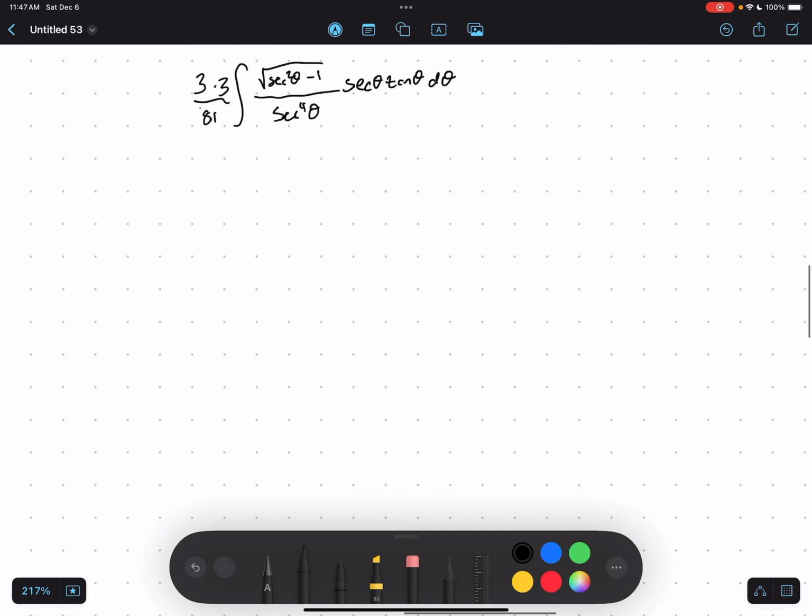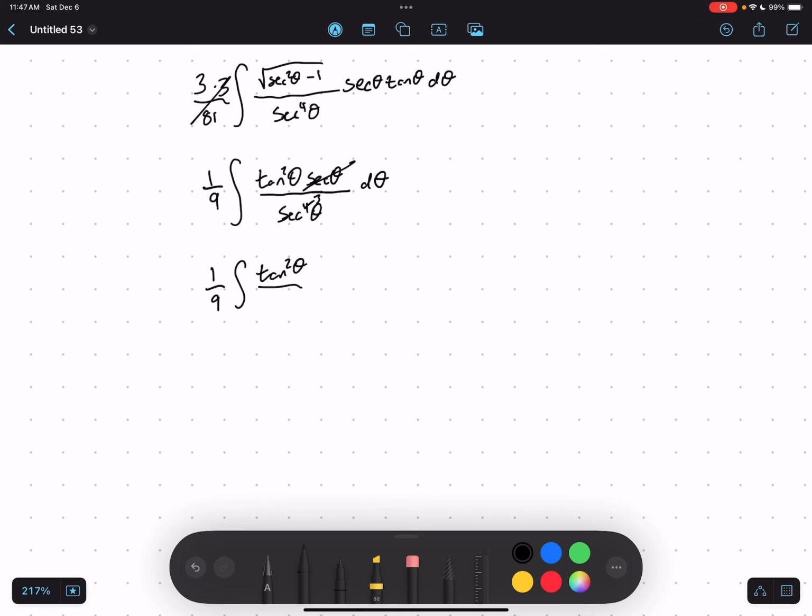We can simplify this here to 1 over 9, because that is 9 over 81, times the integral. Secant squared minus 1 is tangent squared, and the square root of that is just tangent. So we're at tangent. And then we actually have another one here that we'll multiply that by, so it's tangent squared theta, secant theta, over secant to the fourth theta d theta. And then we've got 1 over 9 times the integral, where we'll cancel this secant with one of those. And now we've got tangent squared theta over secant cubed theta d theta.